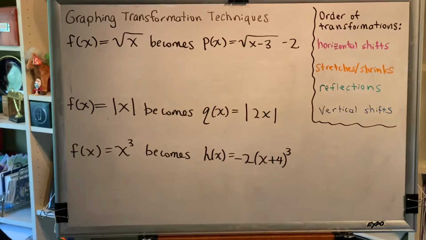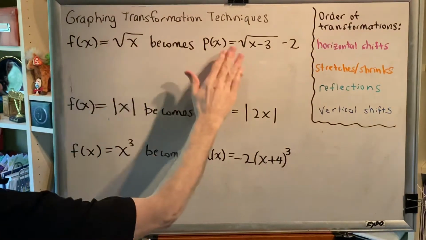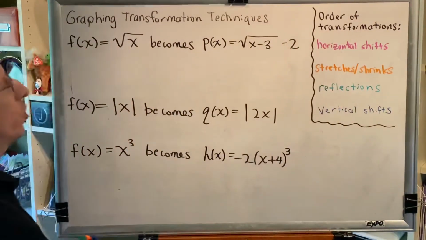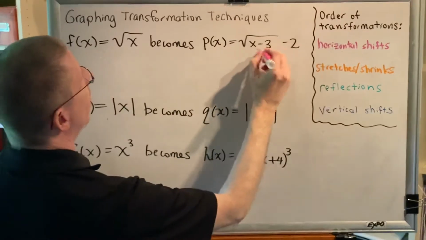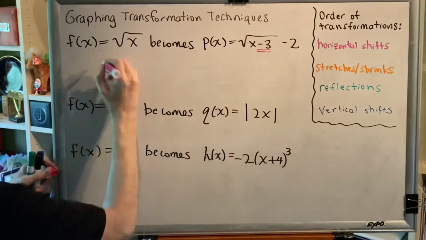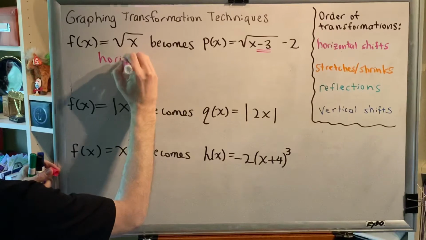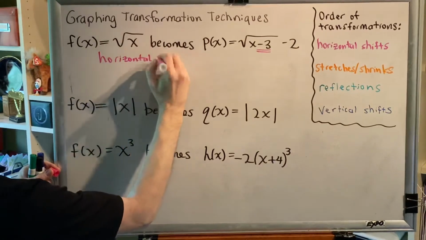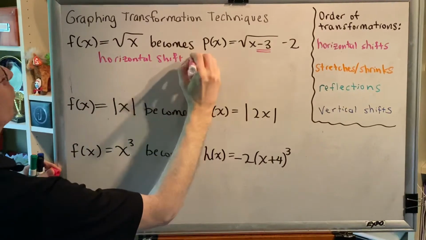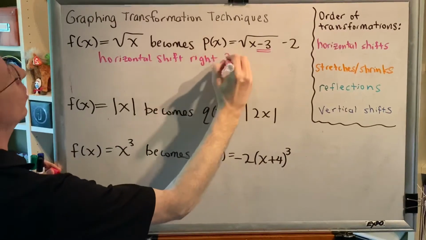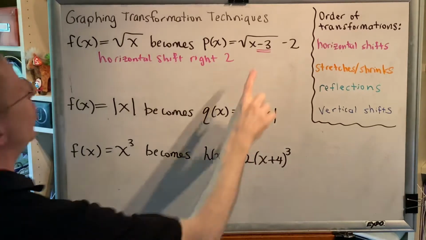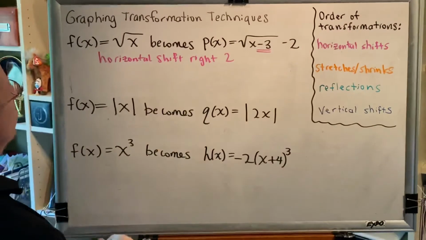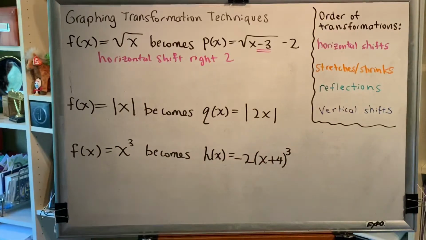So the first thing we're going to look for as this becomes this are horizontal shifts. That's adding or subtracting inside close to x. And I see that right here. This subtract 3 is indicative of a horizontal shift right 3. Remember, horizontal shift, horizontal stretch, horizontal compression all feel backwards of what you might think. You might think subtraction is to the left. Nope, it's the reverse of that. It's actually to the right.